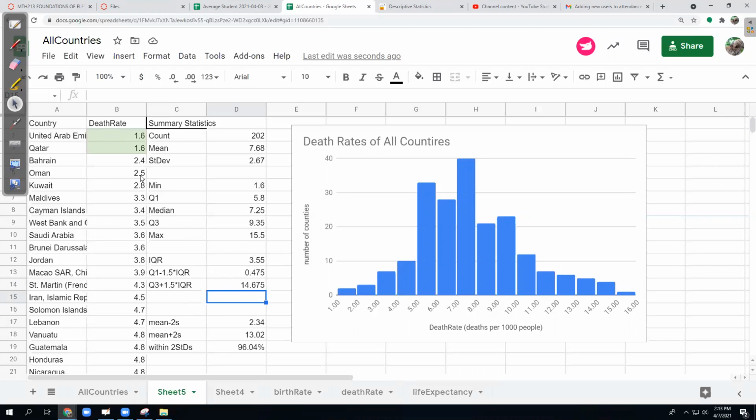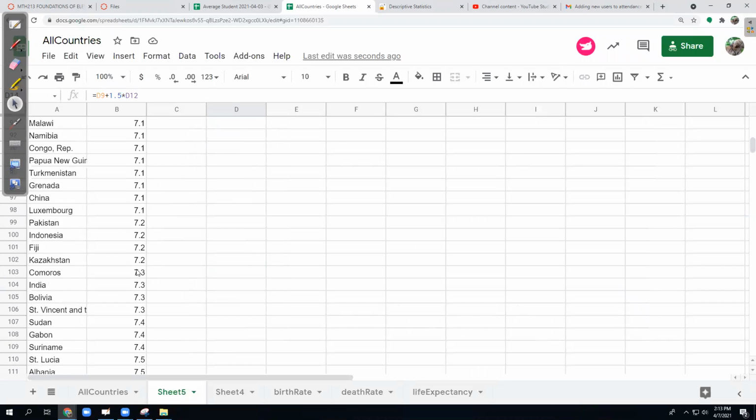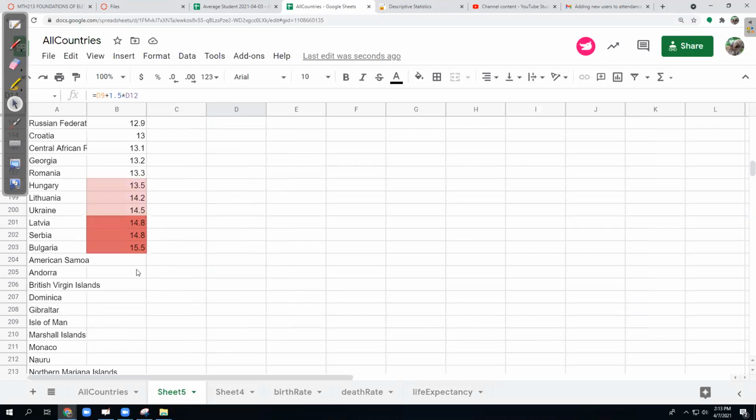So I have no unusually low ones based on this measure of unusual, but I do have some unusually high ones. Let's look at the bottom of the list and see who is greater than 14.675. I have Latvia, Serbia, Bulgaria. Okay, so higher death rates than the rest. All of these came from the 95% rule, and the box plot rule gives us further verification that at least these three are definitely unusual compared to the rest. These are kind of on the edge. These are definitely out there.